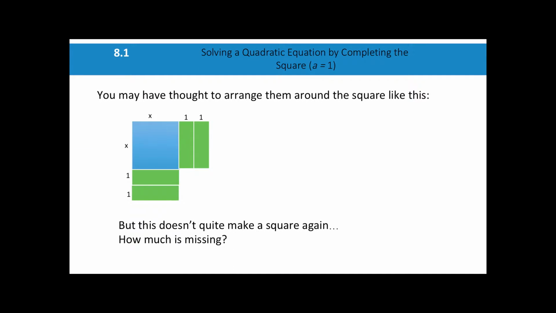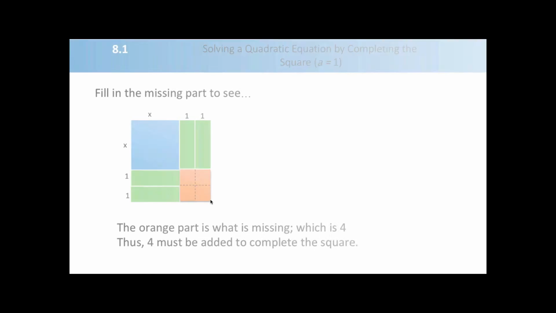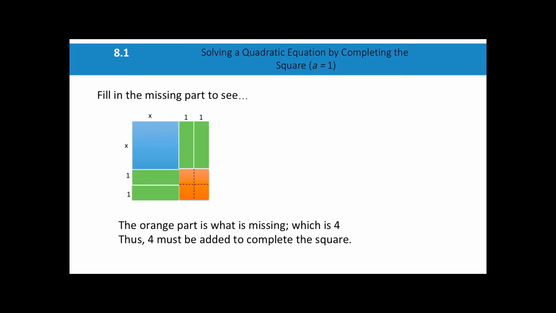You may have thought to arrange them around the square like this. This is only one way, there are other ways. But this doesn't quite make a square again. There's a part missing. You notice this corner is missing. So how much is that? How much is missing? Fill in the missing part to see. The orange part there is what's missing, which is 4.